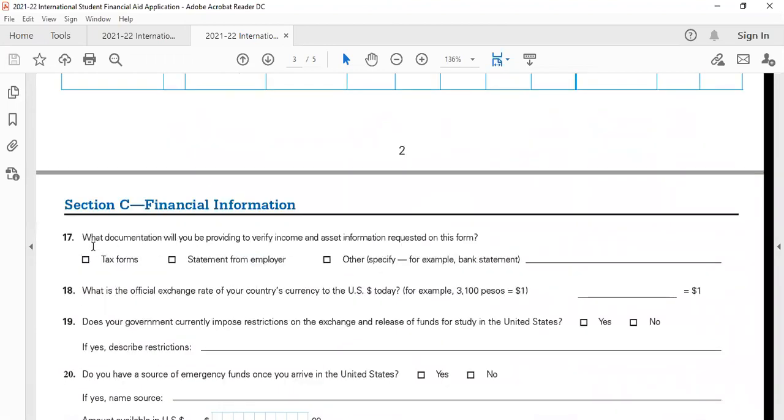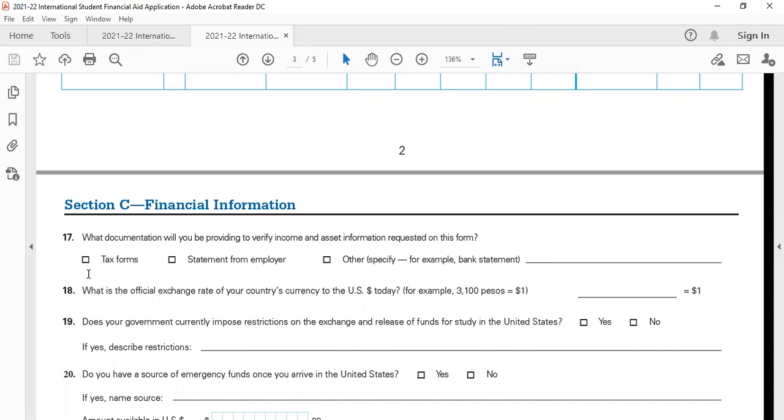Question number 17 is where you mention what proof of income you will provide. You can mention any tax forms, any statement from your employer, your parents' employers, or any other bank statements that you will provide along with this document as proof of income for your parents.